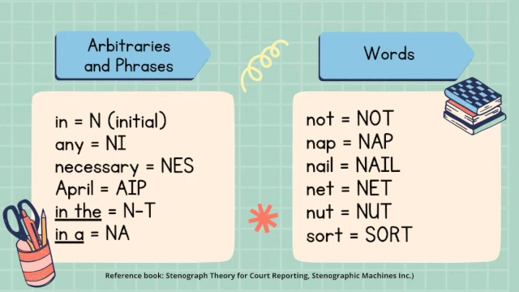And these are the arbitraries and phrases as well as words in this lesson. You have there in, that's initial N, any, initial N vowel I, necessary, initial N vowel E, final S. You have there April, you have in the and in a. Okay, words also: not, nap, nail, net, not, sort. So on the next slide, we can see the stenograph notes of these words, arbitraries, and phrases.